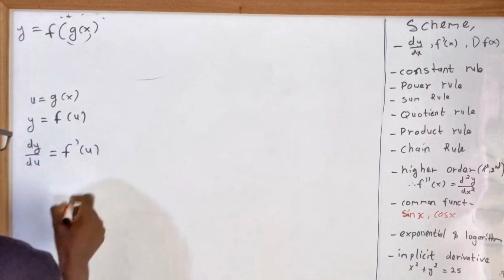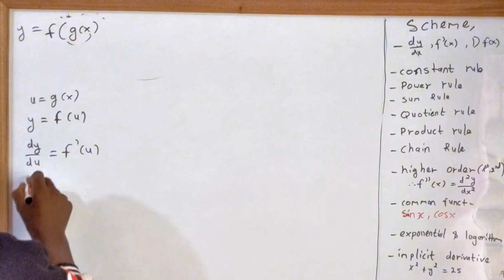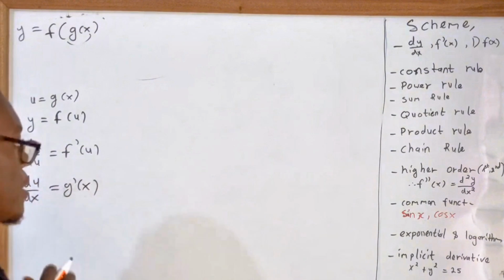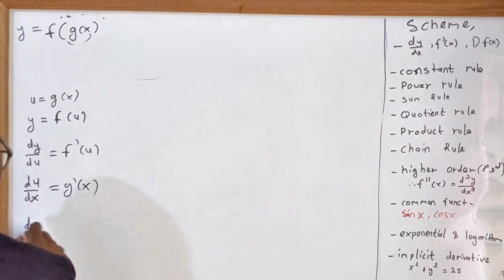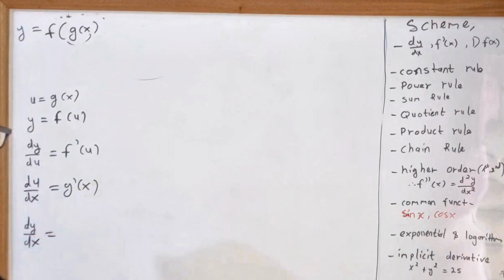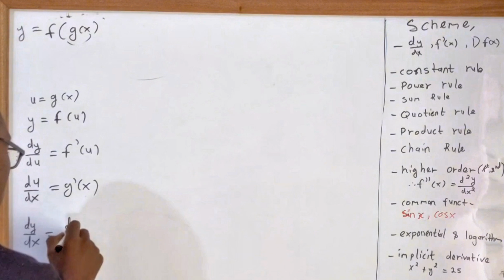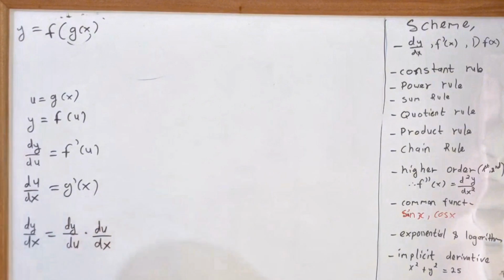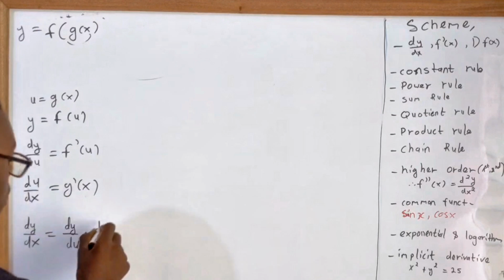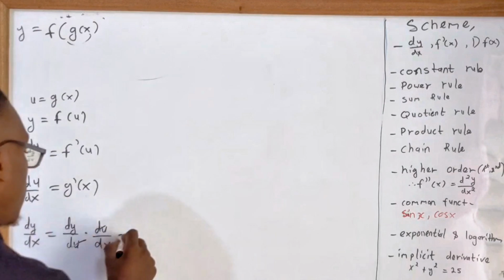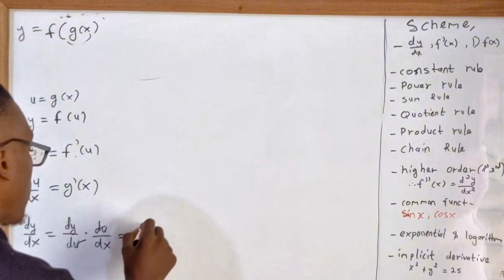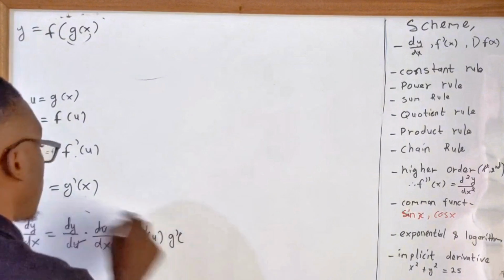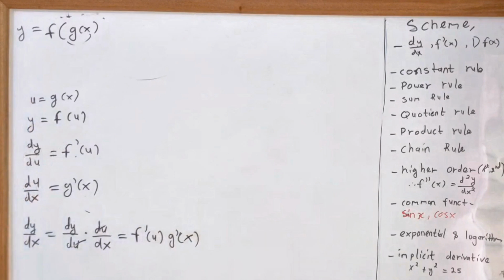F prime of u. And in the other case, we take du over dx, which is equal to g prime of x. Hence, dy over dx is equal to what? dy over du times du over dx. Because at the end, we want to have dy over dx, so that this u and this u will cancel. And then when you take this and multiply, that will be f prime of u times g prime of x. Okay. That is how it actually functions.